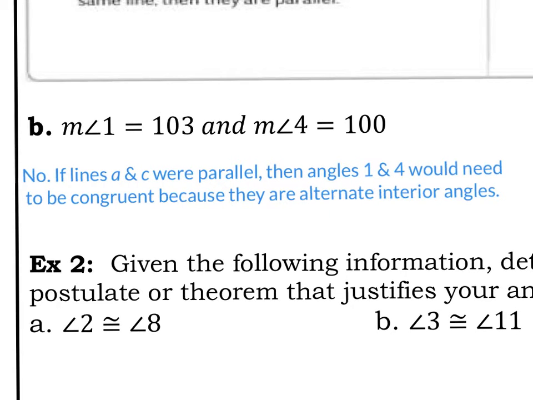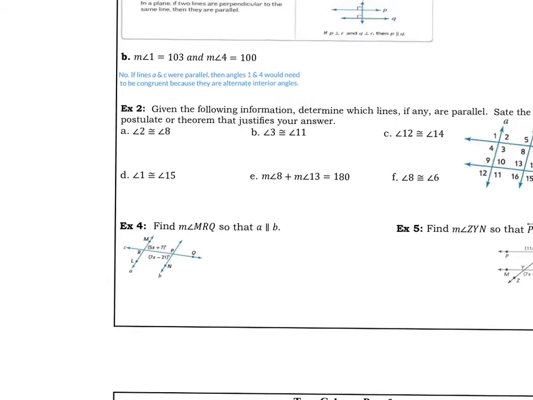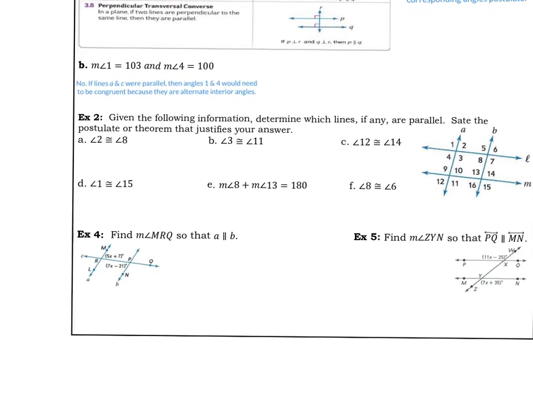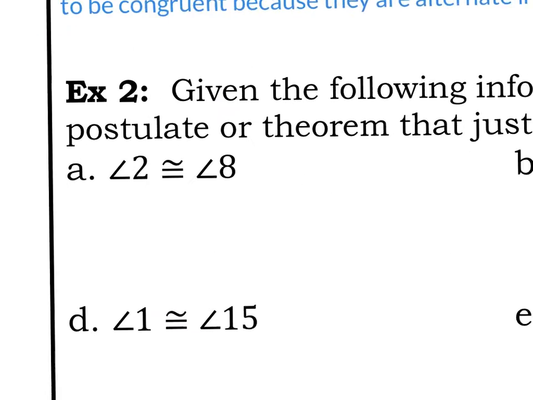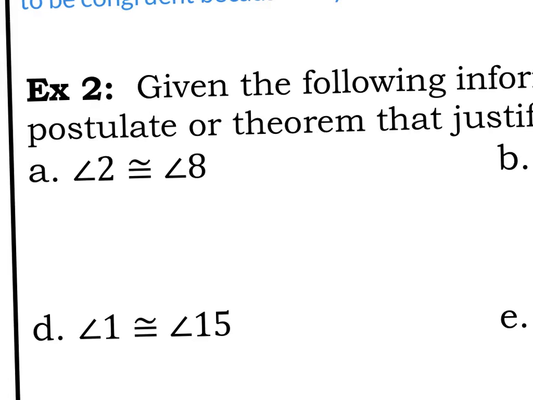But I'm going to move on to example 2 because that's basically just exactly what I said. So here I have examples A through F. It says, given the following information, determine which lines, if any, are parallel. State the postulate or theorem that justifies your answer. So let's look at example A here. Is angle 2 congruent to angle 8?